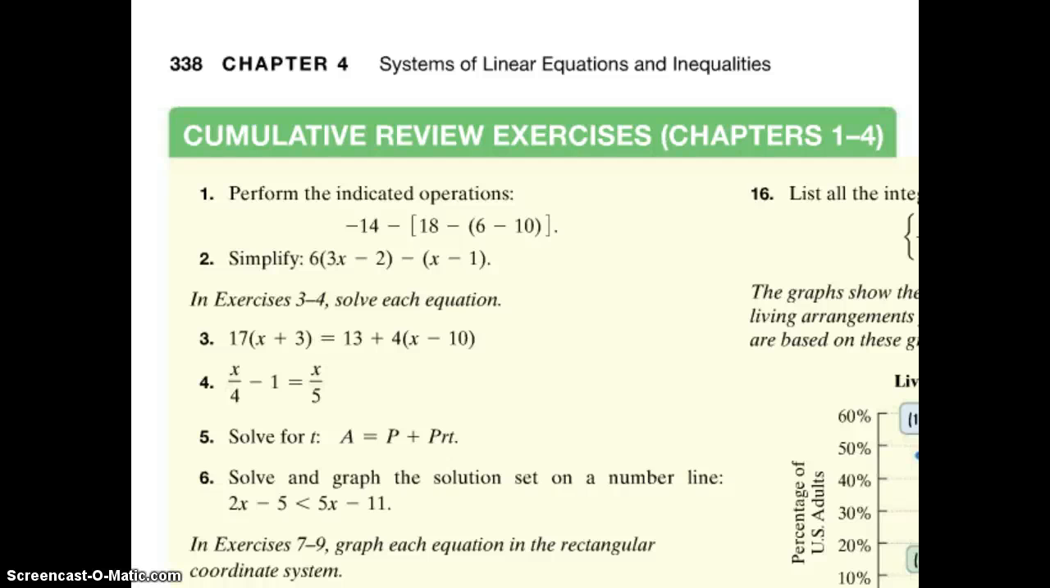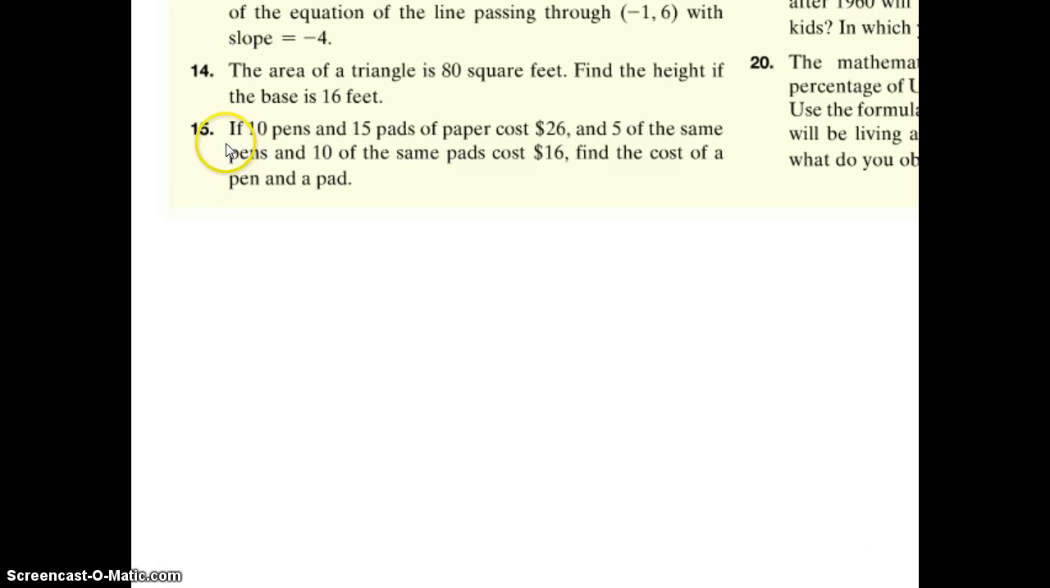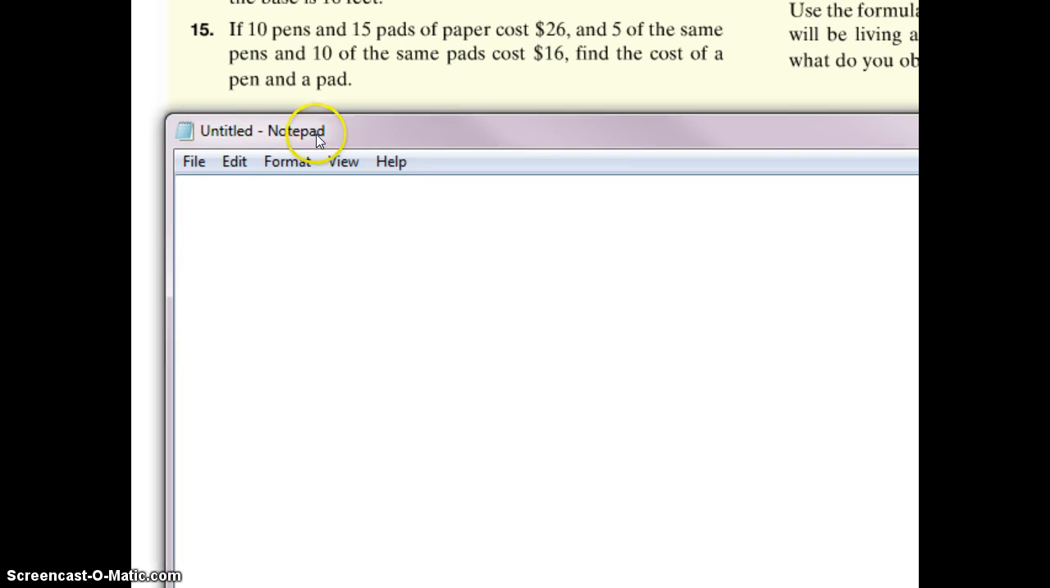This video is to answer a question from the Chapter 4, 1 through 4 Cumulative Review Exercises, and we're going to look at number 15 here at the bottom. If 10 pens and 15 pads of paper cost $26, and 5 of the same pens and 10 of the same pads cost $16, find the cost of a pen and a pad. Okay, number 15. I'm going to have to type this since I don't have my handy handwriting utensil installed, so that's okay.